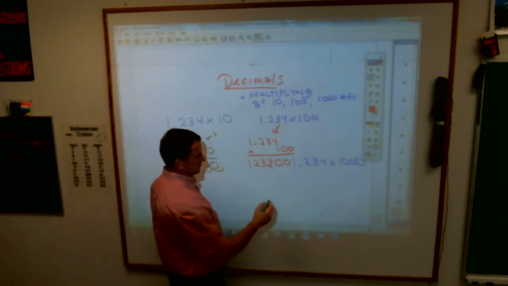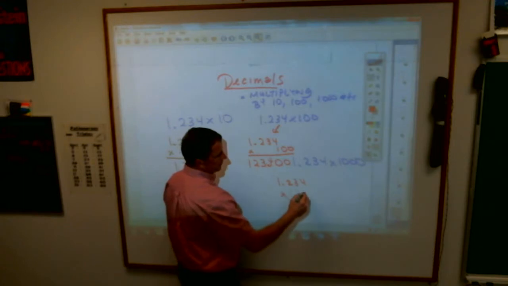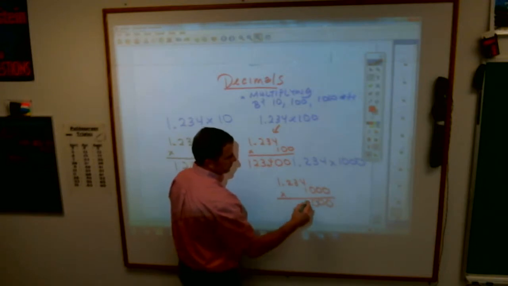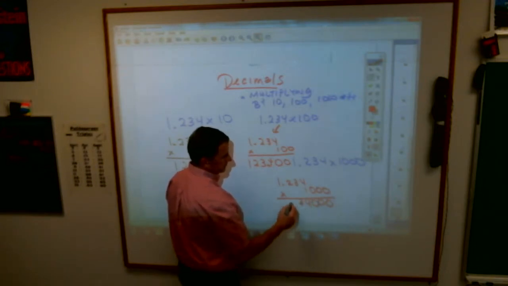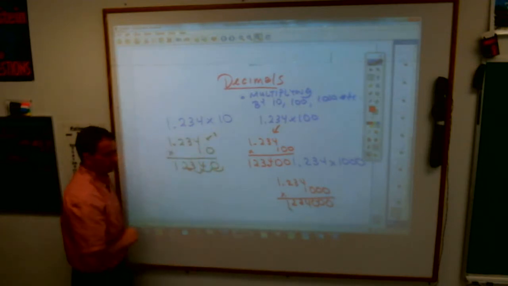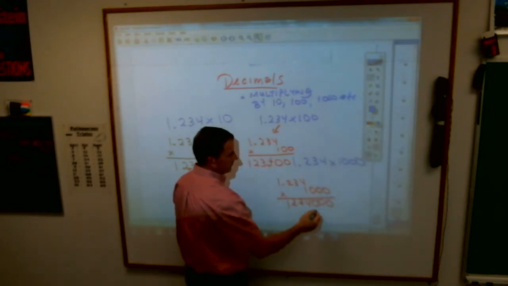And then the last one here. 1.234 times 1,000. Bring down my 3 zeros. Multiply by my 1. 3, 2, 1. How many decimal places there? 3. And so my decimal is going to go right here, correct?